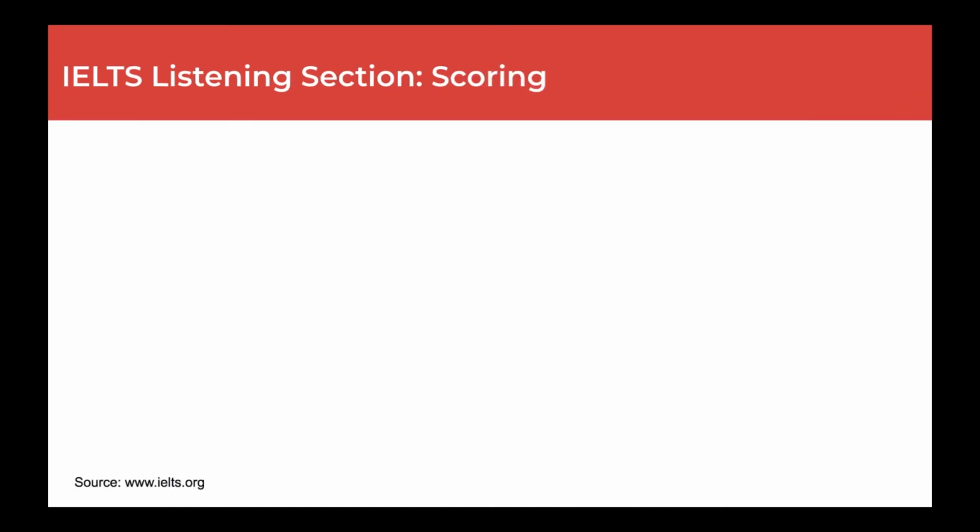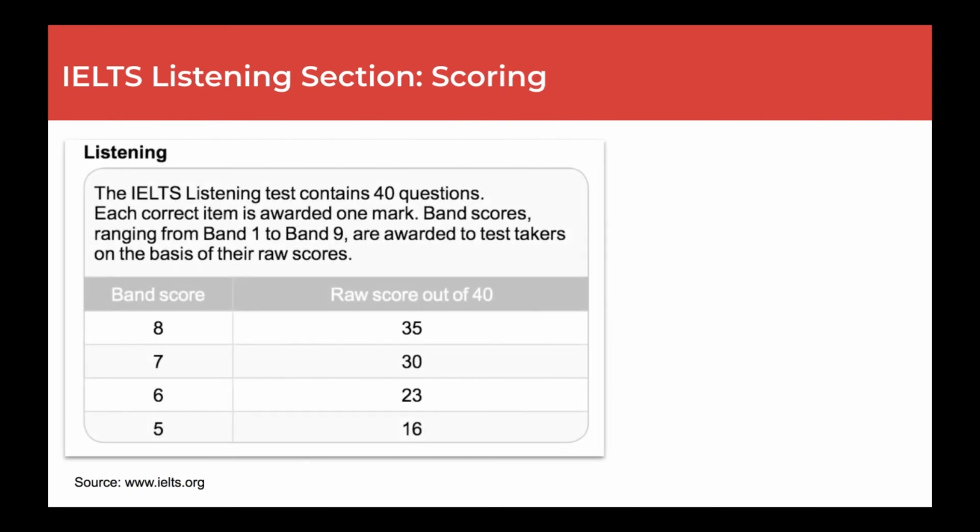Okay, so now moving on to the scoring. As I have said, there are 40 questions in total, and for each test, these 40 questions are converted into the band scores. So there would be a certain range that would correspond to, for example, here you have to get 35 points to get band score of 8. And these tables vary slightly from test to test, and they are adjusted because the level of difficulty of some of the questions may vary.